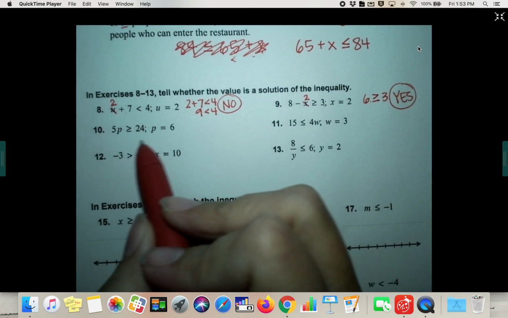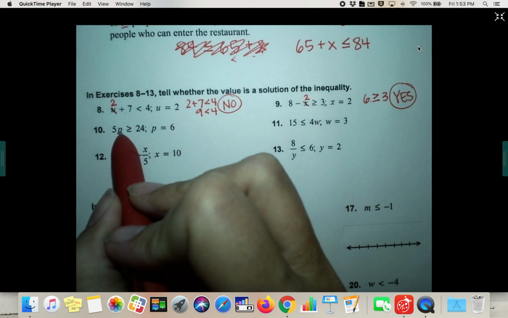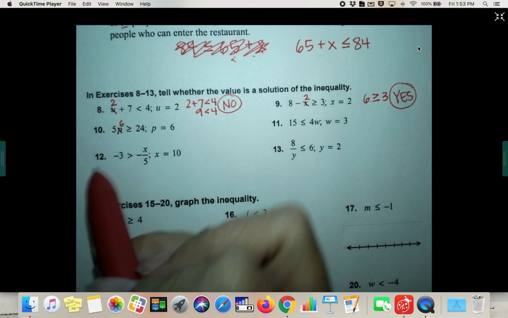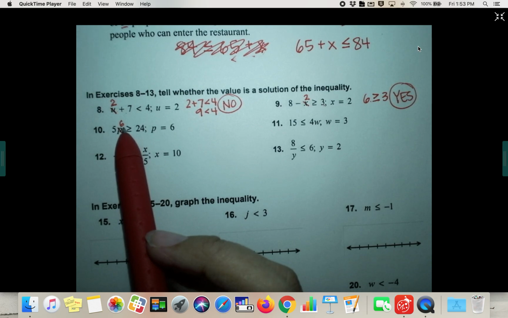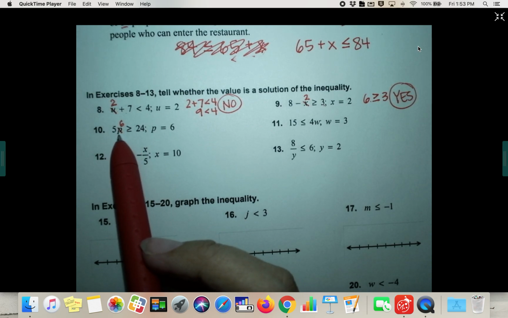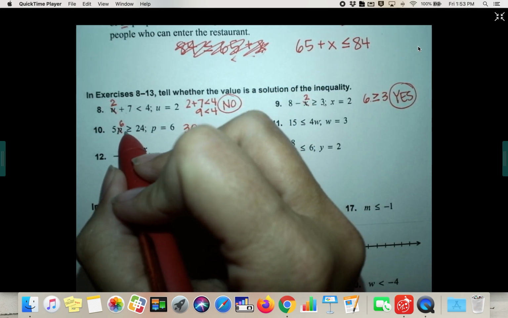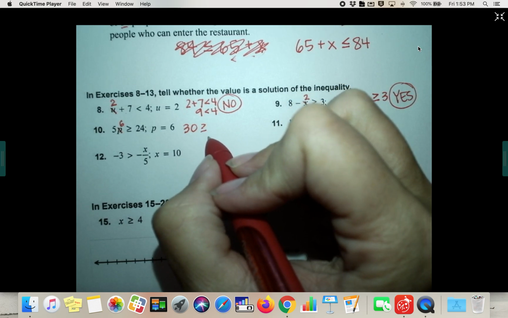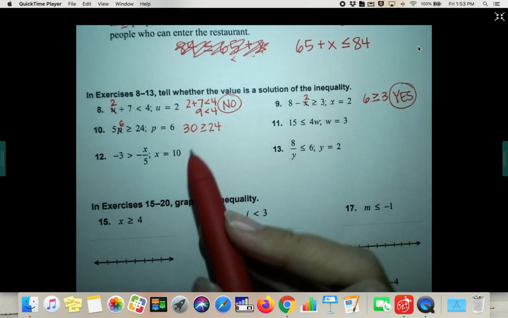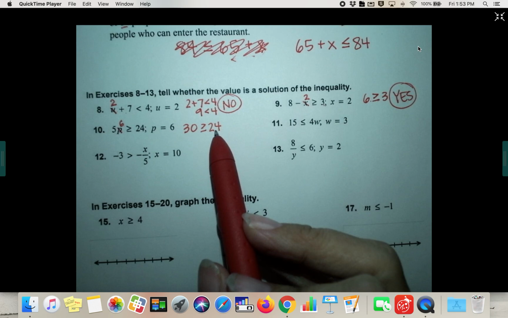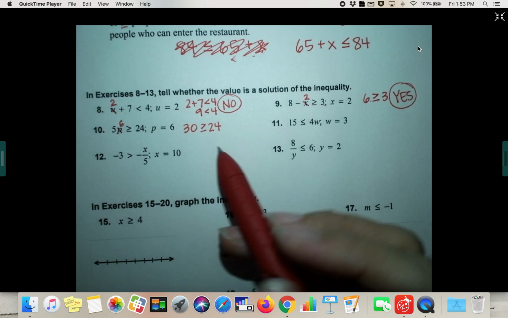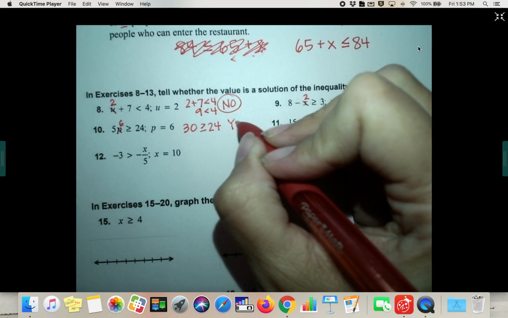Number 10. P equals 6. So instead of P, I want to see a 6 here. And by the way, that doesn't mean 56. 5 was squished up against P, which means it's being multiplied. So it's 5 times 6. So we're looking at 30 is greater than or equal to 24. 30 is greater than 24. Greater than or equal. So this is yes.